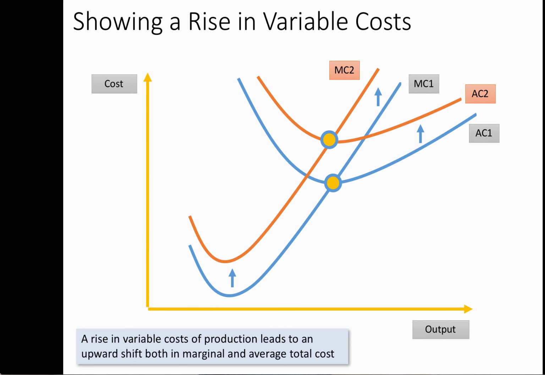In contrast, if a firm's variable costs go up, then both the average and the marginal cost curve will shift up. And again, average intersects the marginal at the minimum of the average. So an increase in variable costs causes an upward shift in both marginal and average cost curves.